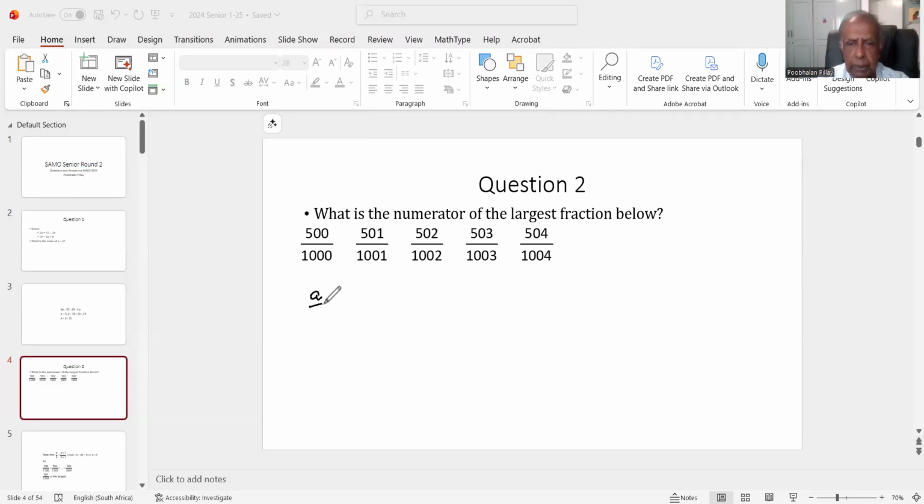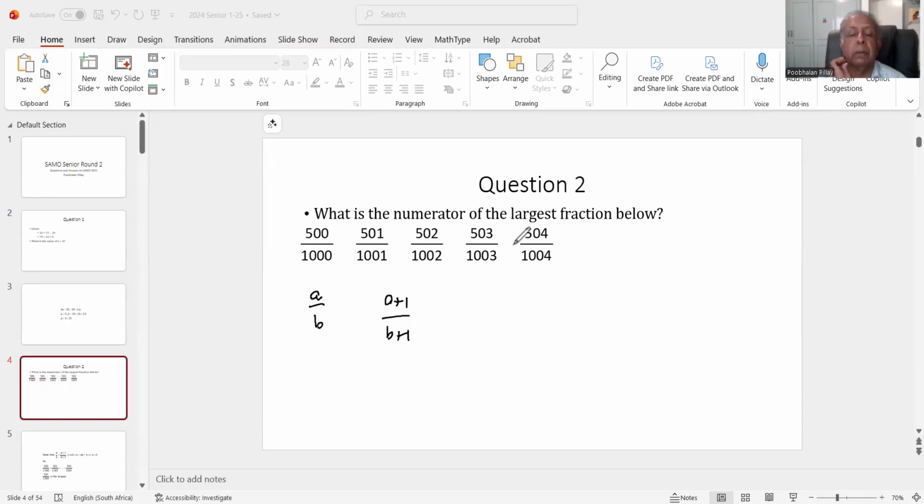Let's call it A over B. So A could be 500 and B could be 1,000, or A could be 501 and B could be this. And I need to compare it with the next one. And the next one is A plus 1 over B plus 1. So I'm going to compare any one of these with the next one. And I want to see which is larger.